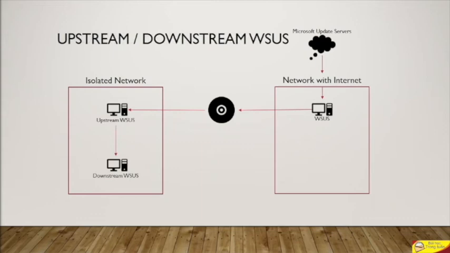Now, an example of an upstream and downstream WSUS server would be an isolated network. It wouldn't even have to be a network that's disconnected from the internet, but a certain scenario where we have a WSUS server that is retrieving updates from another WSUS server. So we can see the downstream server, in this case on the left-hand side, is pulling its updates from the upstream server. Okay?